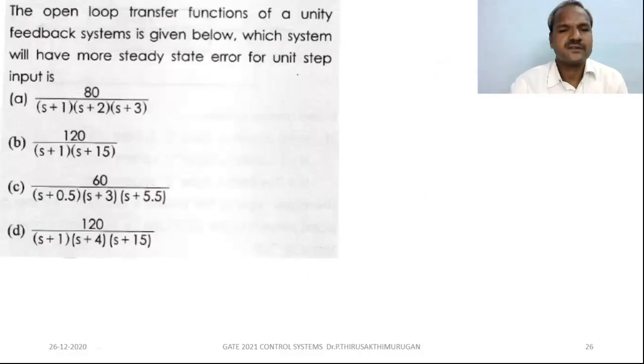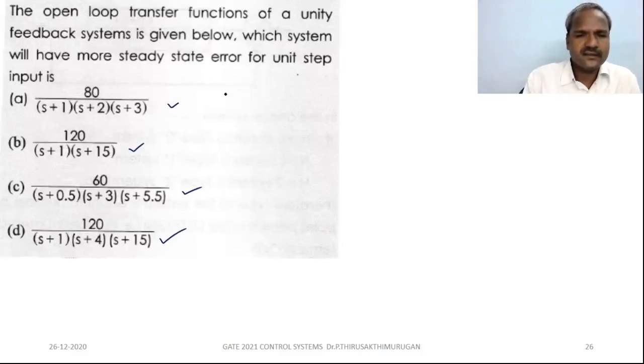Okay, next question. The open loop transfer function of a unity feedback system is given below. Which system will have more steady state error for unit step input? Whether A or B or C or D, which has more steady state error? Let us analyze the solution.